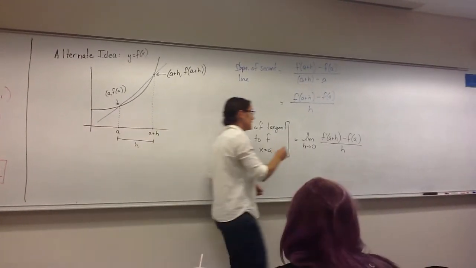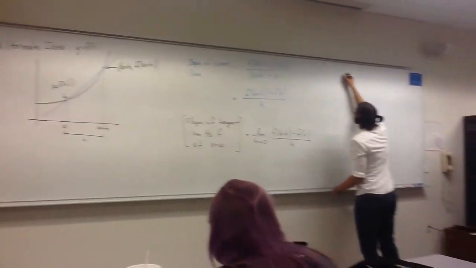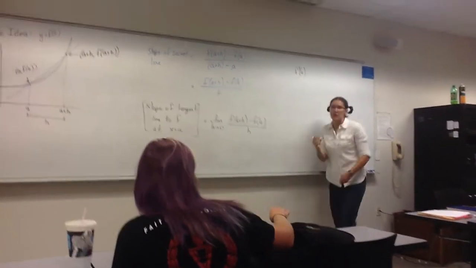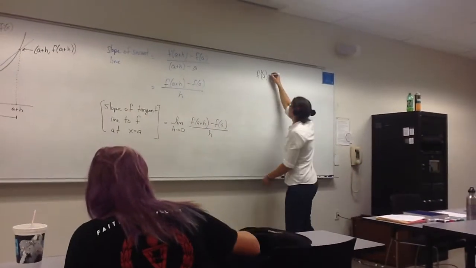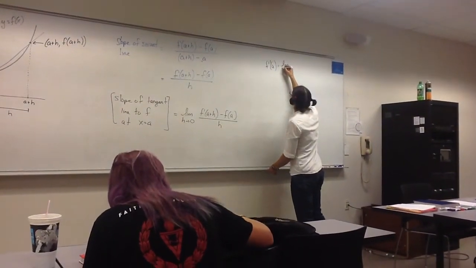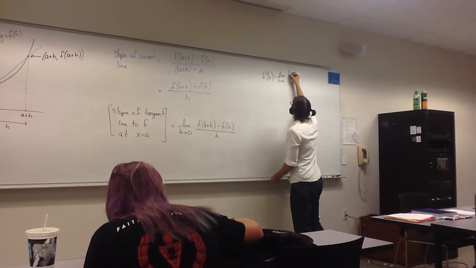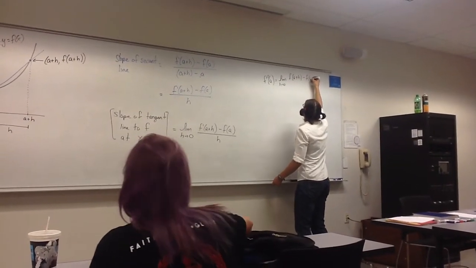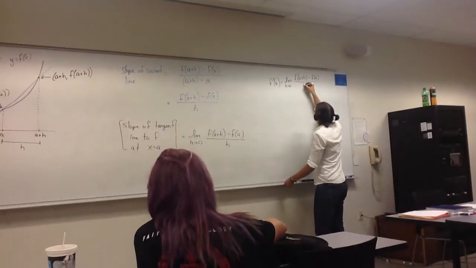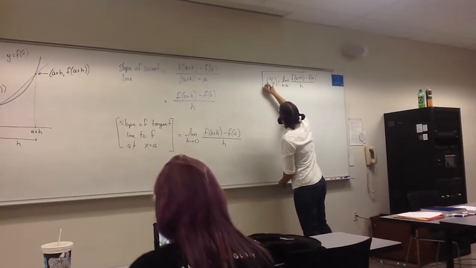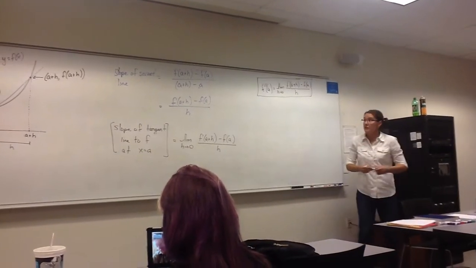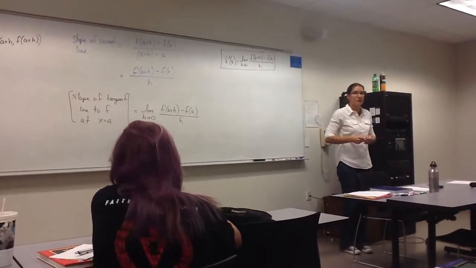And so this is an alternate version of the derivative of a function at a. So f prime of a is equal to the limit as h goes to 0 of f of a plus h minus f of a all over h. So this is our alternate idea.